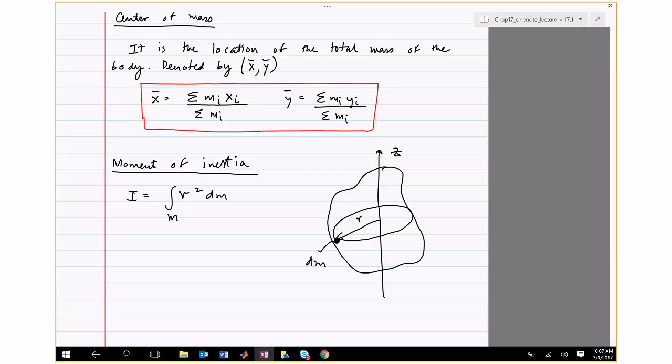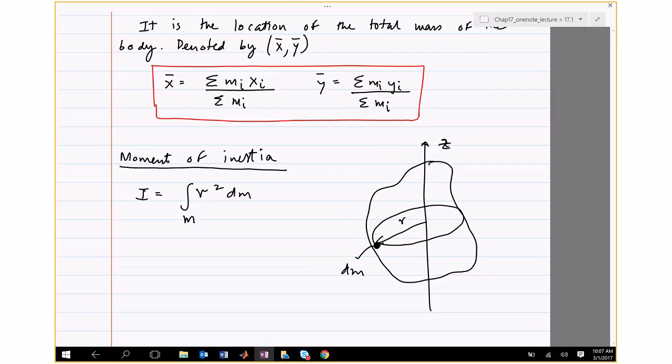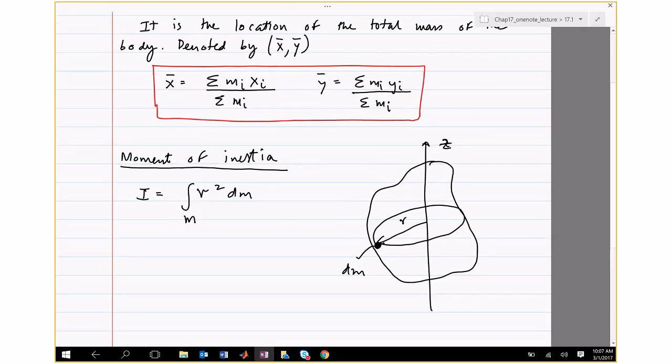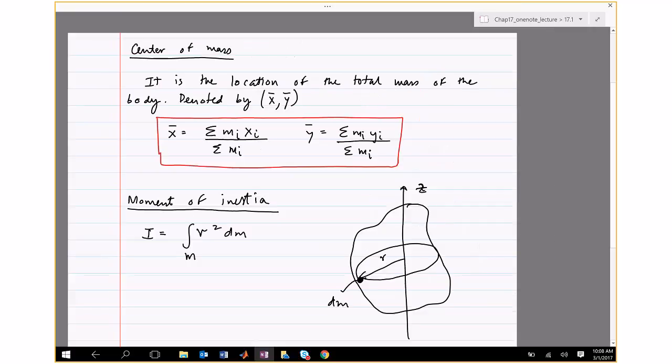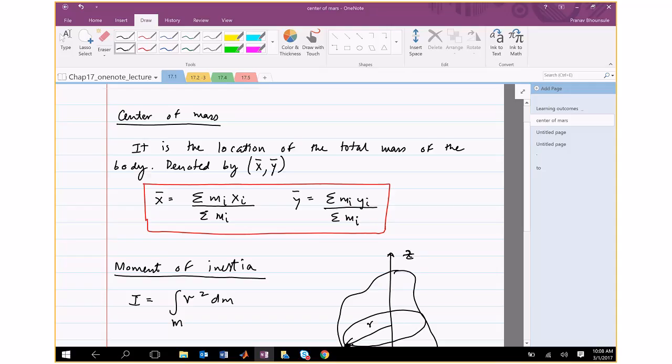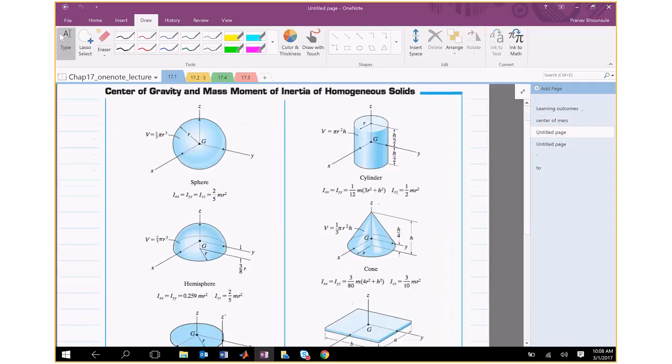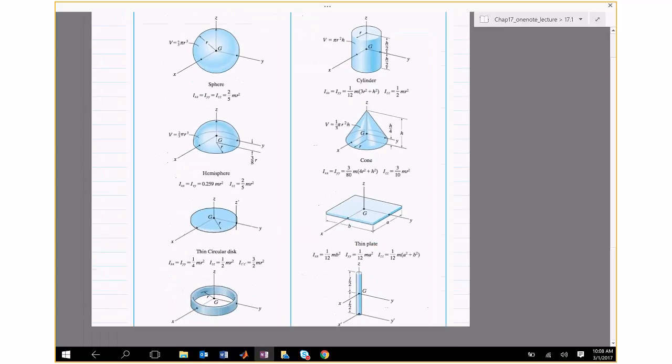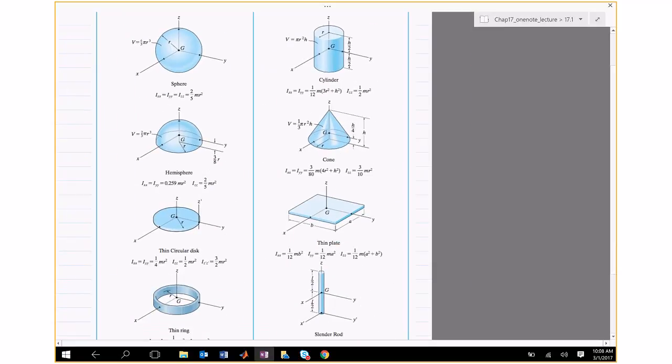I'm not expecting you to know how to do that integral. However, I'm expecting you to remember some of these things, and I might provide the formulas. I'll let you know if I'm going to provide the formulas. The formulas are right here. These are 8 different bodies whose inertia you are supposed to know, but not all of them are equally important. Well, all of them are important, but some of these come again and again.